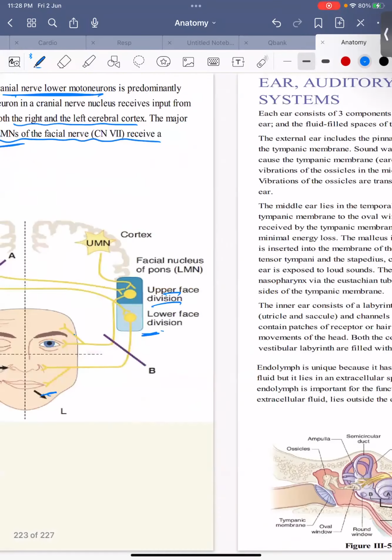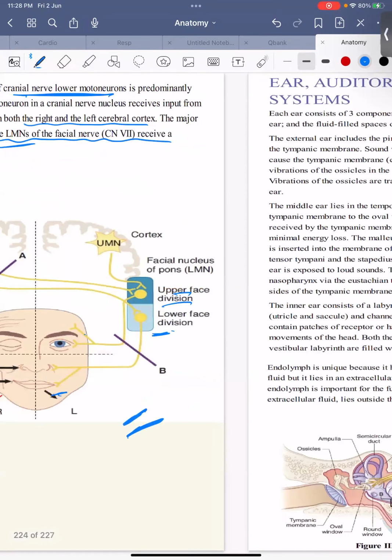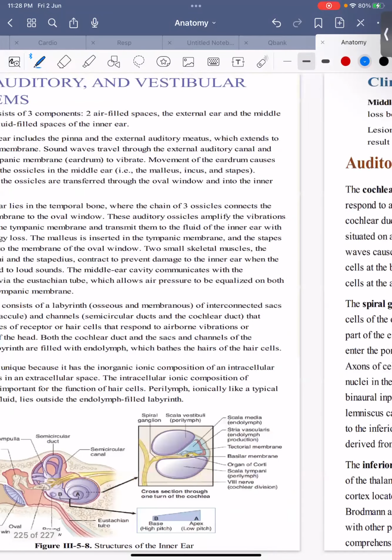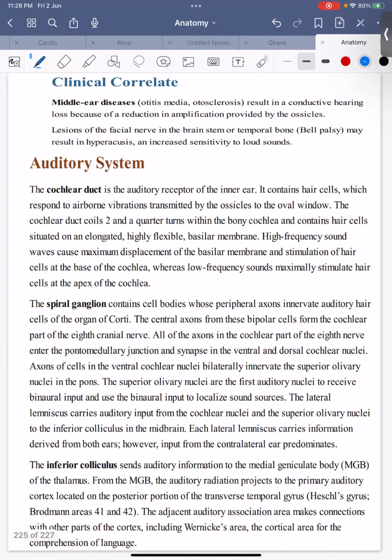Now, we'll stop here and we can continue with our ear and the vestibular system. It's not very high yield, the auditory system. Okay.